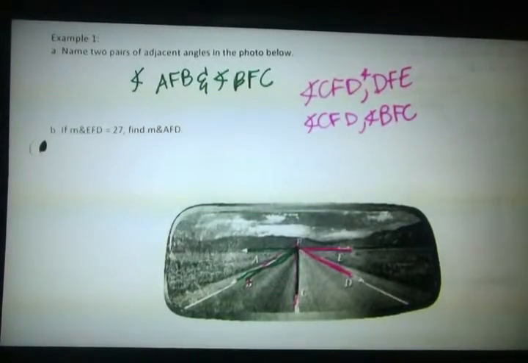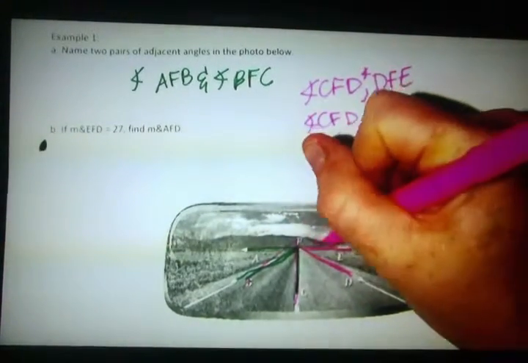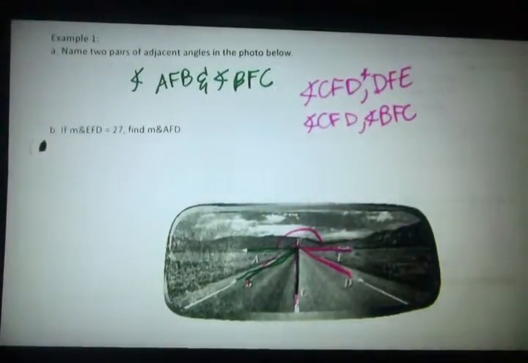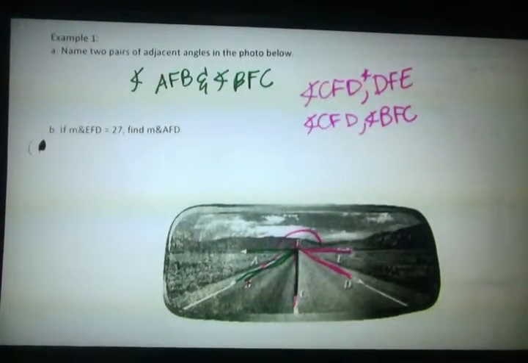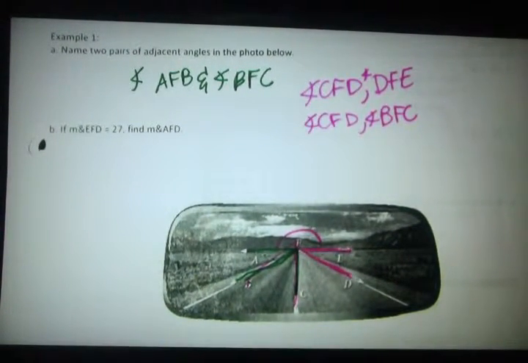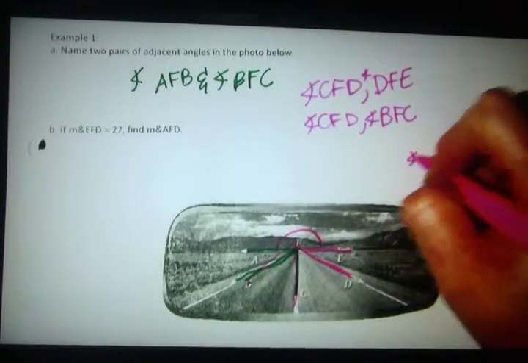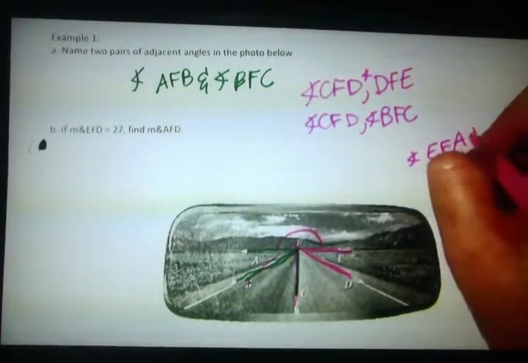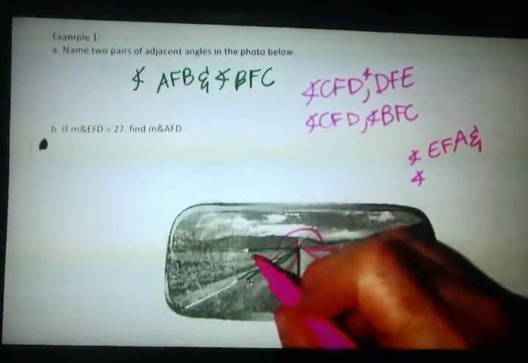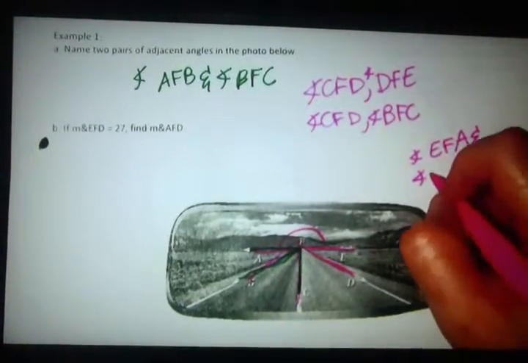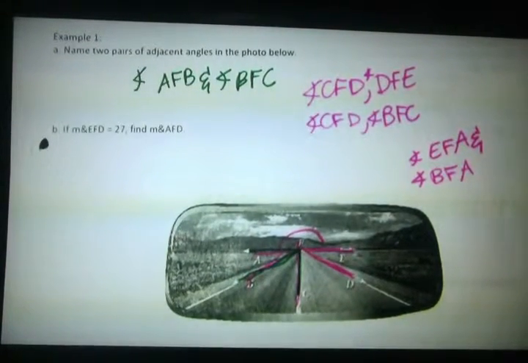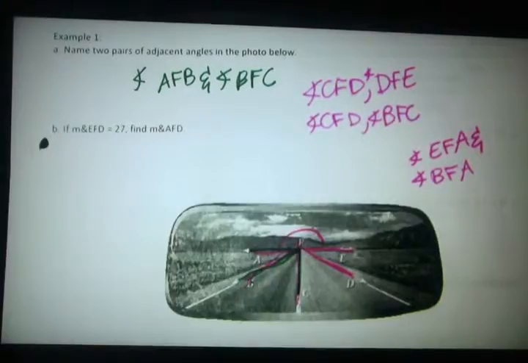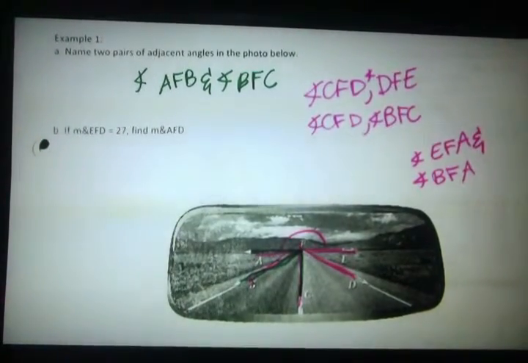If you want to get technical, you could say angle EFA with angle AFB, because technically angle EFA is an angle, it's a straight line. It's a 180 degree angle, okay? So you could say angle EFA and angle, see where they touch, BFA. Okay, so on and so forth. There's plenty of different examples, just showing you that straight line is definitely one you can choose from.